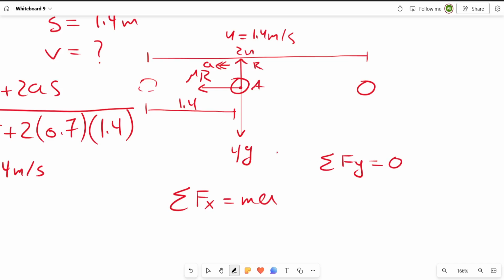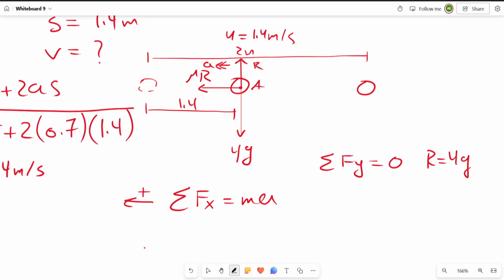Sigma Fy is going to equal 0 because I don't have any acceleration in the up or down direction. Again, I'm going to have R equals 4g. So sigma Fx equals ma. Ask yourself, which direction should I take as positive over here? Whenever I ask you this question, the acceleration direction is positive, which is to the left. So the positive direction that I'm going to take is going to be the same as acceleration, so it's going to be to the left. Any force acting to the left is positive, any force acting to the right is negative.